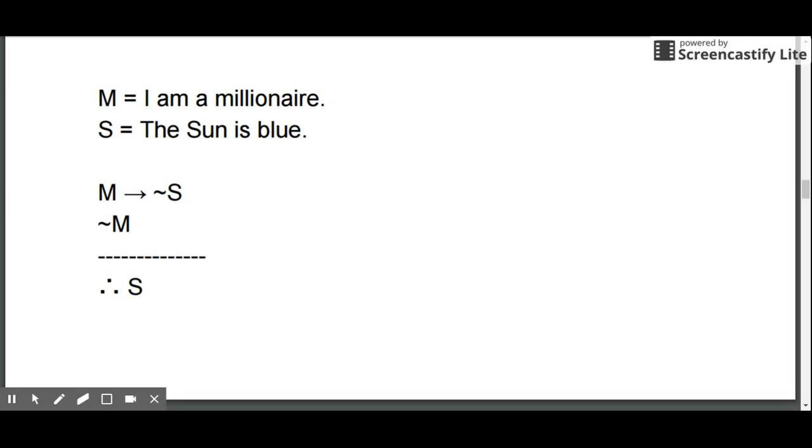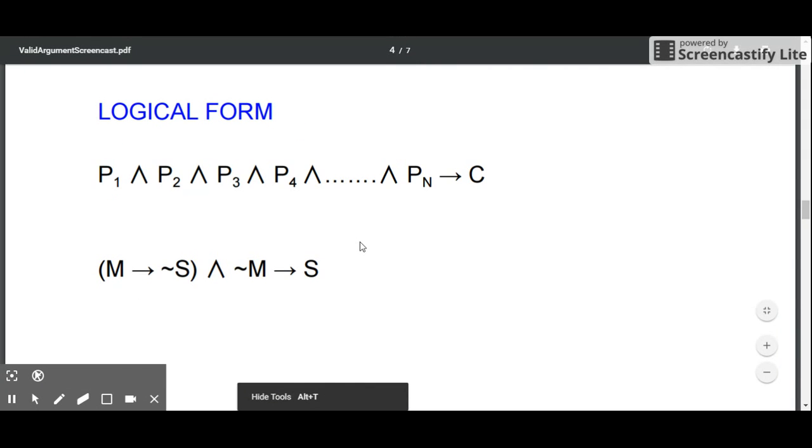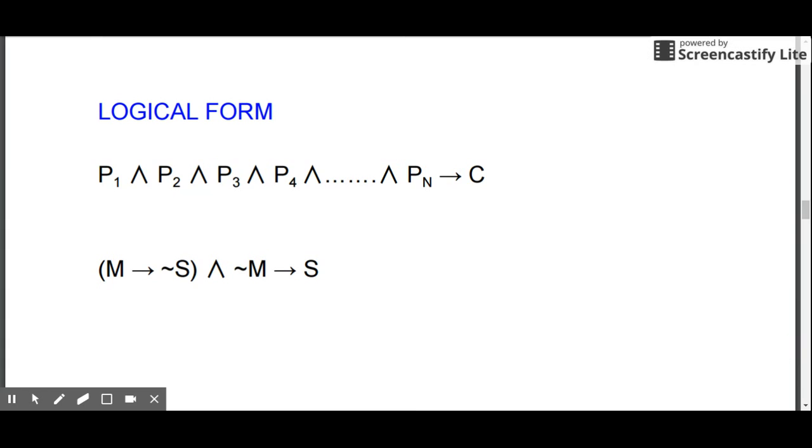This form is how arguments are presented, but is not the form we need for this method. For this method, we need to look at these a different way. For this method, we need to use the logical form. The logical form is as follows.